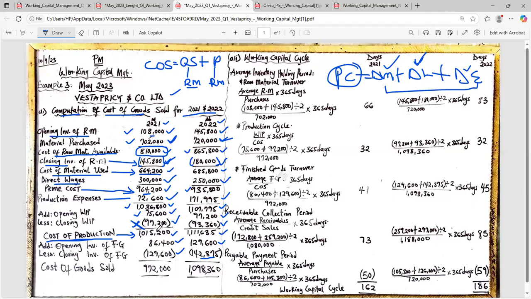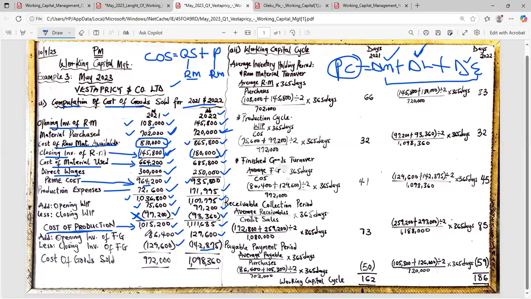Ladies and gentlemen, somebody should do 1,115,000 plus our opening stock less our closing stock. Please, somebody should do for 2021, the other person should do for 2022. Both figures are confirmed. 972,000, 1,098,360. Yes. So that's our final answer. Cost of goods sold. This is 3 marks.